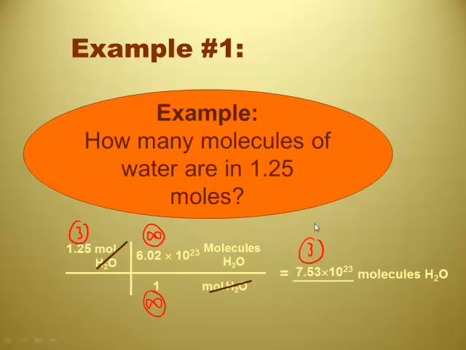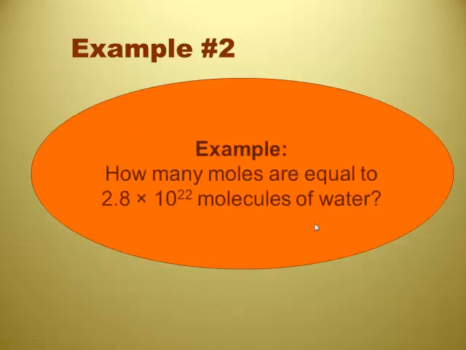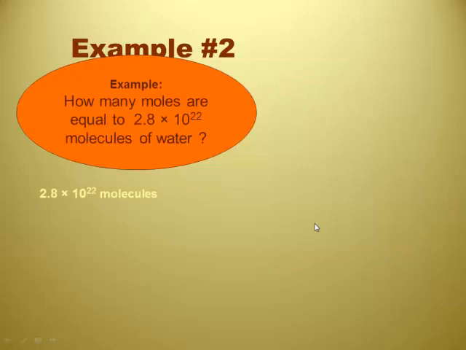All right, how many moles are equal to 2.8 times 10 to the 22nd molecules of water? Now we're going backwards. If you feel up to this, pause and try it out yourself. For the setup, always start with the number in the problem, which in this case is 2.8 times 10 to the 22nd molecules, numerical value and unit.